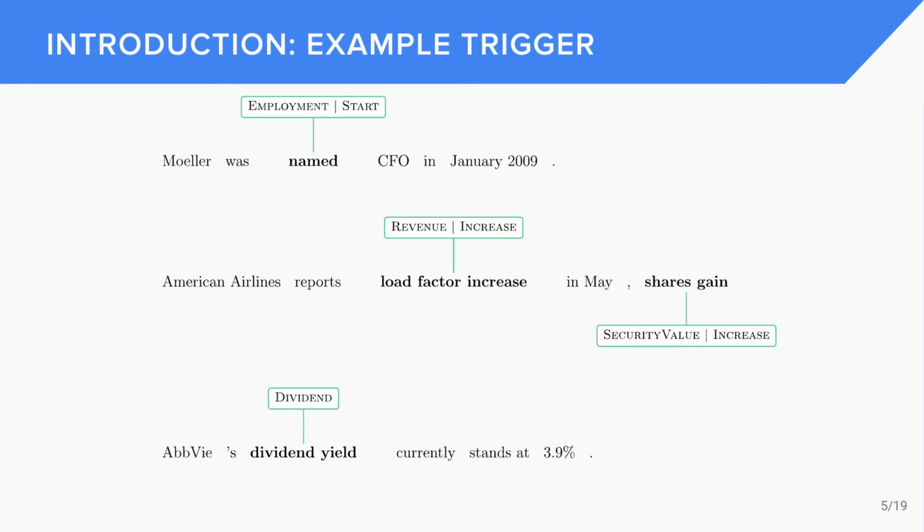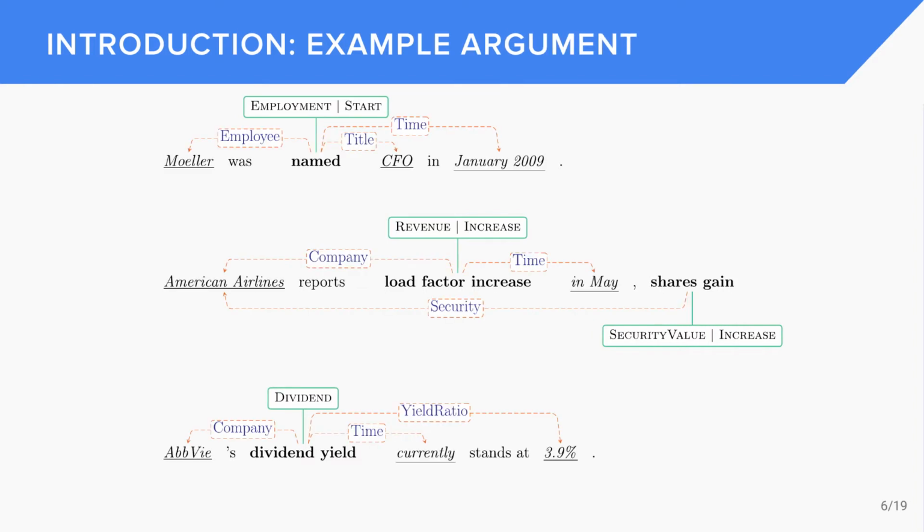So in the first example sentence, Mueller was a CFO in January 2009. The token named triggers or expresses an employment event. In the second sentence, which is a headline, American Airlines reports load factor increase in May, shares gain. There are two events. One trigger is the load factor increase of a revenue event, and share gains triggers a security value event. The participant arguments express a prototypical semantic role in the event.